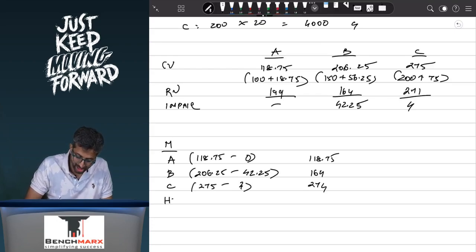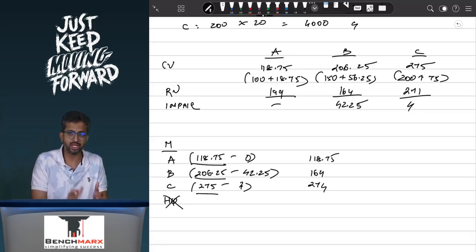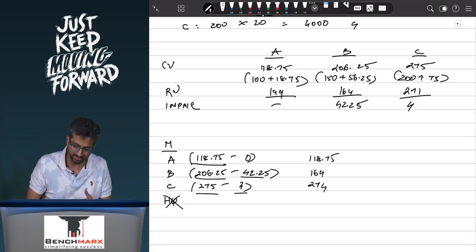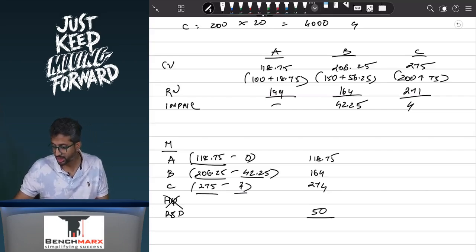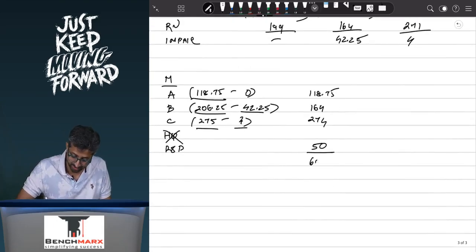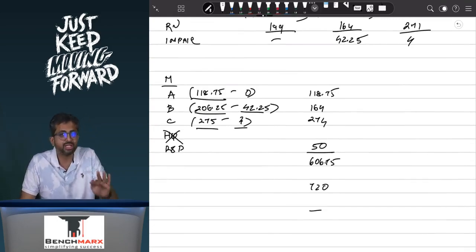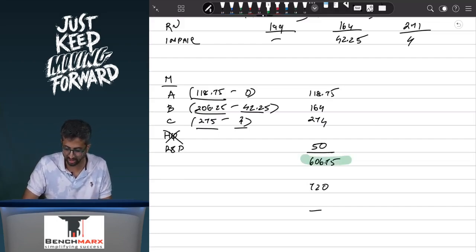Now will I add the headquarter building again? The answer is no, because when I take 118, 206 as well as 275, I have taken the headquarter building, and when I take these impairment losses, I have taken the impairment losses for the headquarter building as well, so it is implicitly added. But then the research and development center, have I considered it? No. I shall add it separately, and hence if I total up 118.75 plus 164 plus 274 plus 50, this comes to around 606.75. This is the carrying value for the company as a whole. You compare it with the recoverable value of 720 for the company as a whole, and hence there is no impairment. By the way, if there was an impairment, for example if this was not 606 but, let us say, 750, then there would be a 30 rupees impairment.